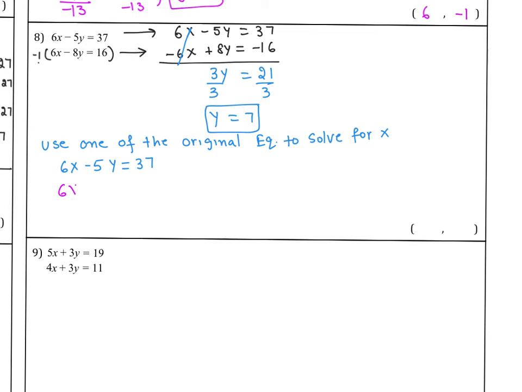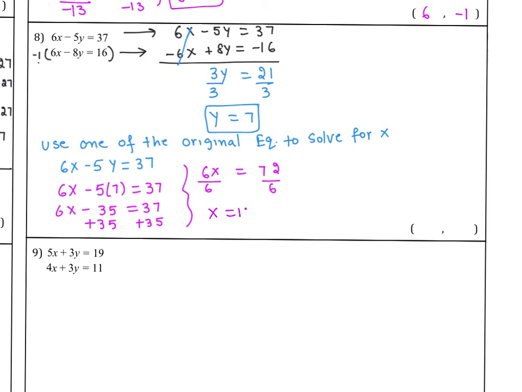So you get 6x minus 5 times 7 equals 37. 6x minus 35 equals 37. Add 35 on both sides. You get 6x equals 72. Divide by 6 on both sides. You get x equals 12. So your answer is going to be 12 comma 7.